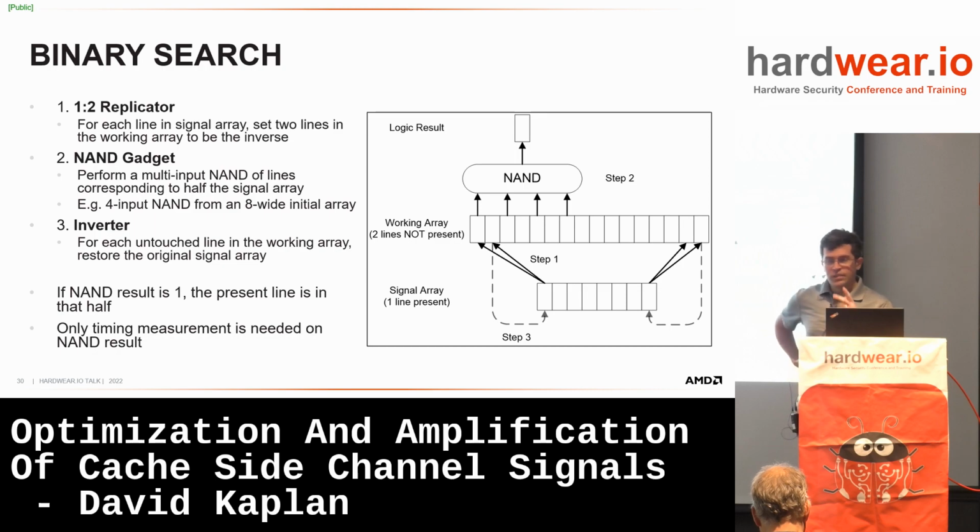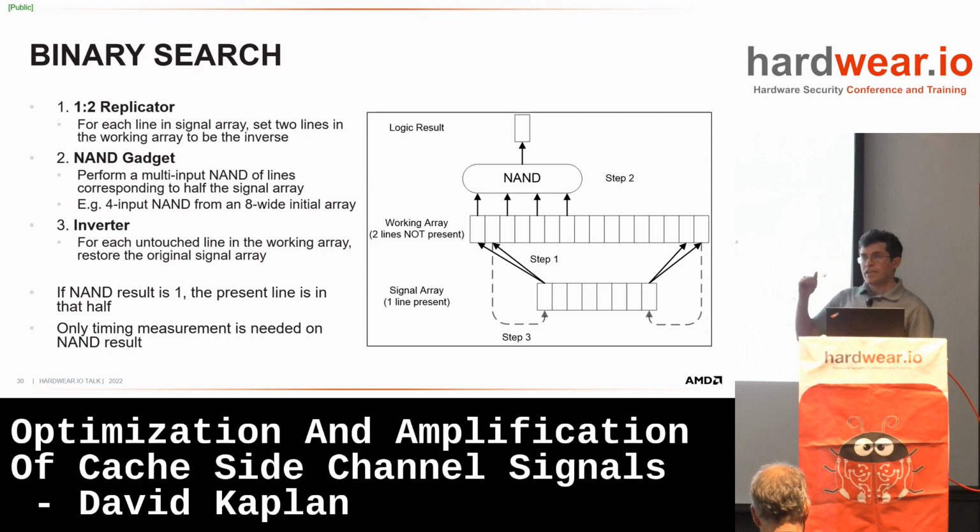So the way we're going to do this is in 3 steps. We're going to start with the signal array at the bottom here, and in this picture I'm showing 8 cache lines. One of those is present. We're going to create this working array with a replicator. So we're going to take each line, and create 2 copies of the inverse of that. So in this array, we've got 16 lines, 2 of them are not present.